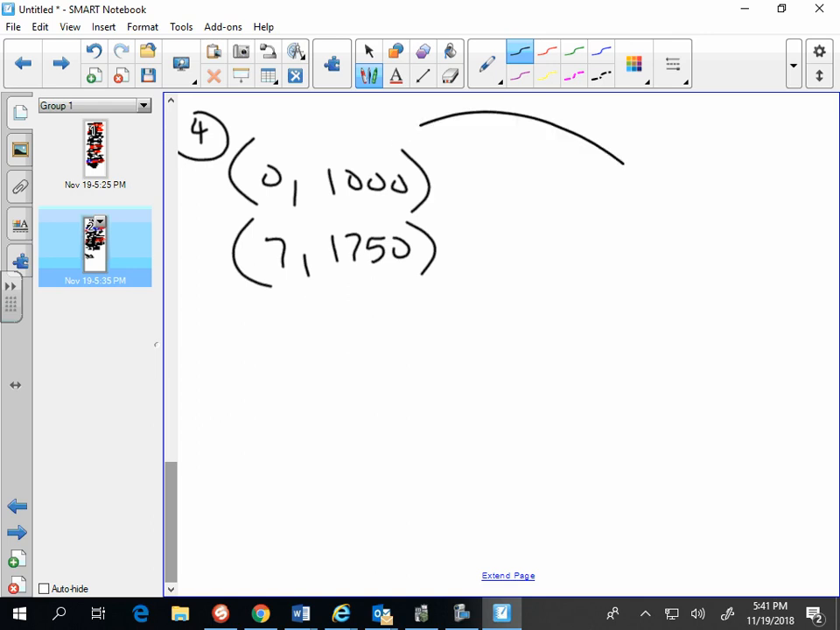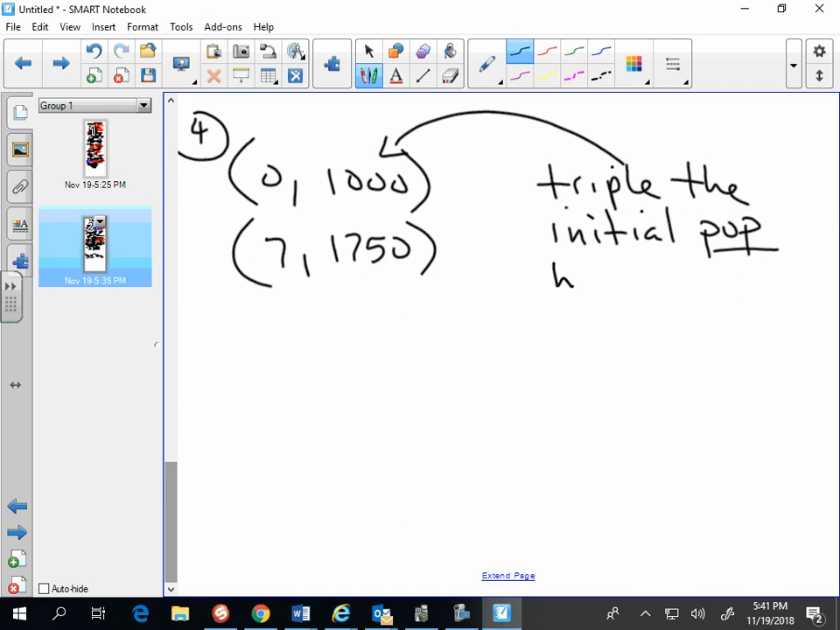Well, I'm interested in tripling the initial population. That's what we're talking about when we talk about tripling the population, tripling the initial population. Okay, so I want to know when there will be 3,000 weevils. That's my goal in this problem. But first, I need to build my weevil population model. Well, luckily, we've got an initial amount, so we can say P equals 1,000 e to the RT.